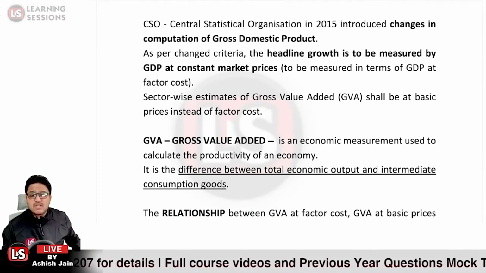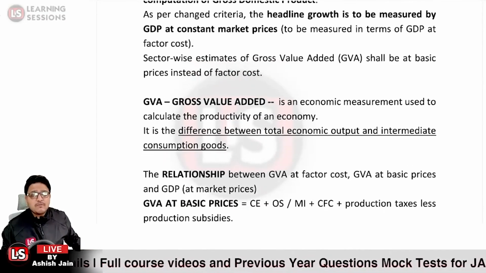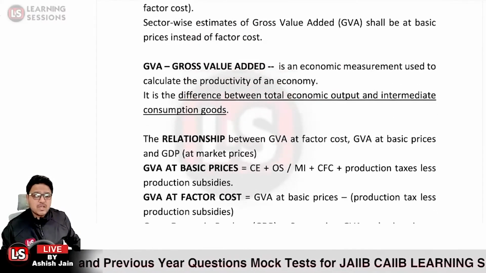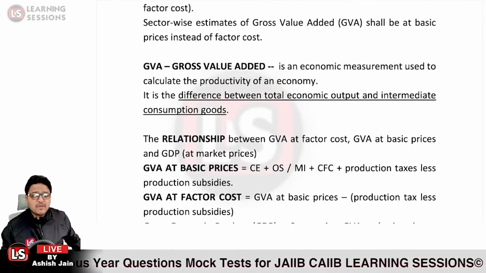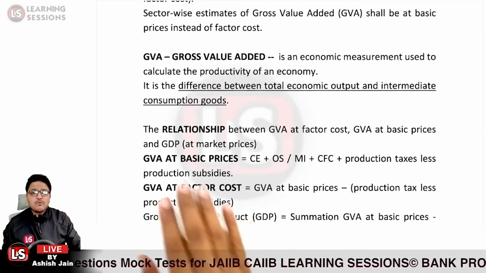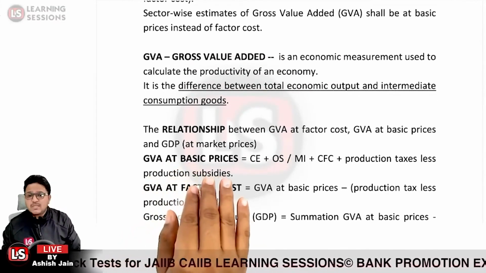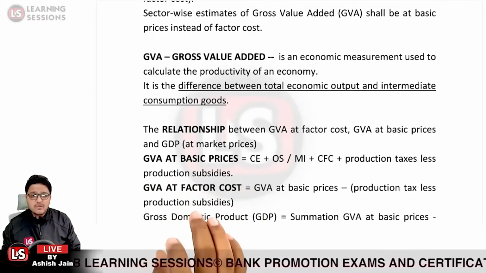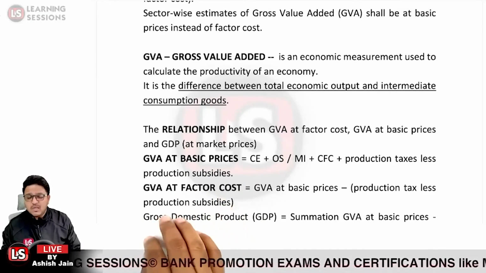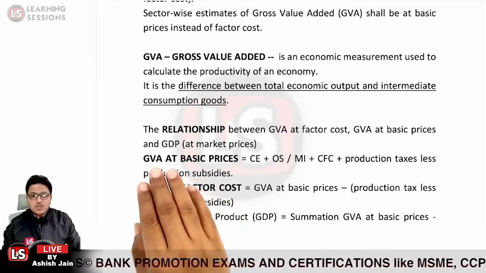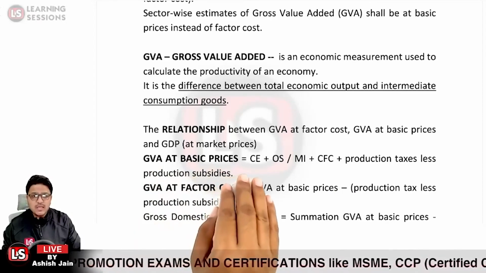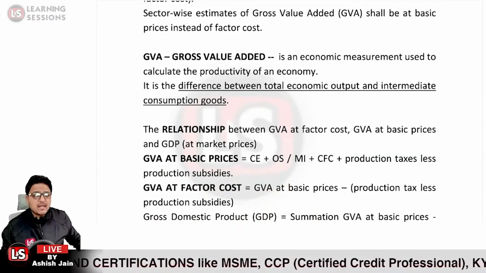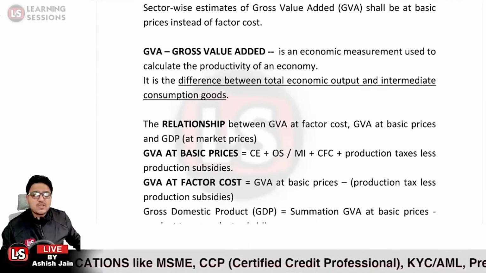So the relationship between the GVA at the factor cost, the GVA at the basic prices and GDP is related over there. Let us have a look at it. First of all, it is GVA at the basic prices. You just need to have an idea related to this. We will be covering the case study related to GDP after this session itself. So GVA at basic prices is equal to CE plus OS plus MI plus CFC, plus the production taxes less the production subsidies.